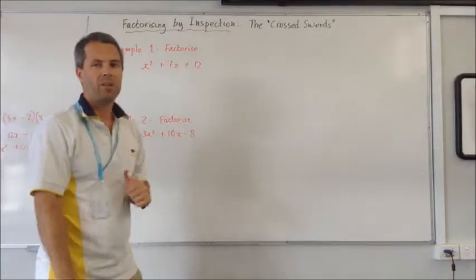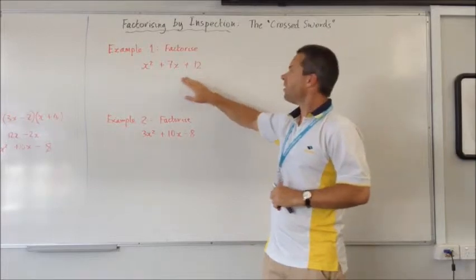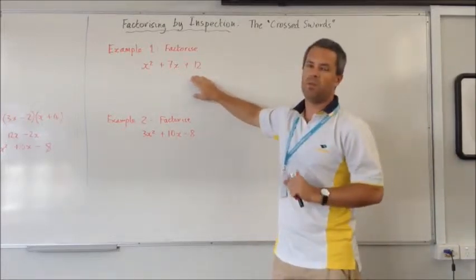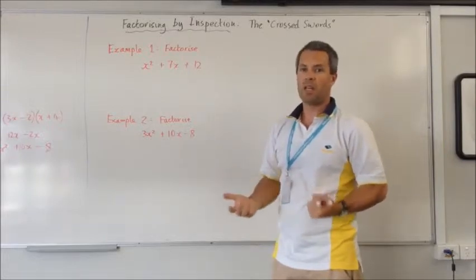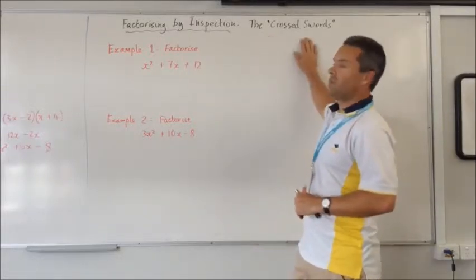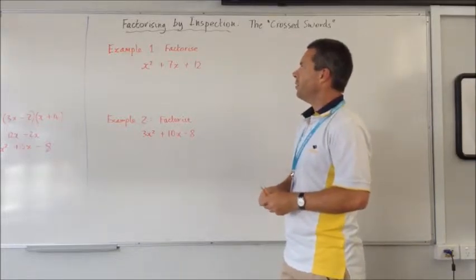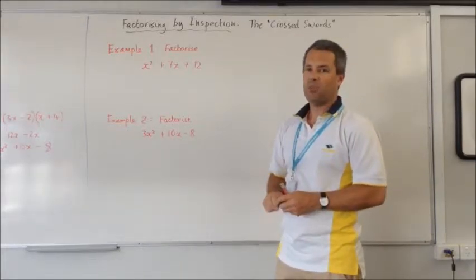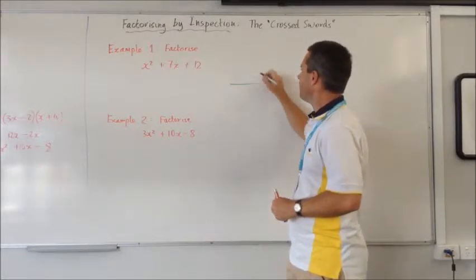Okay, if you need to factorise an expression like one of these, and it doesn't fit either the difference of two squares or the perfect squares rule, there's a specific technique that we're going to use, and it's called the crossed swords technique. We're factorising by inspection is the word for it. What you need to do is set up a little grid.